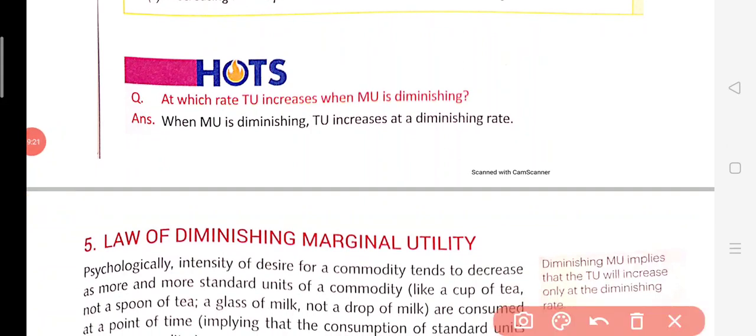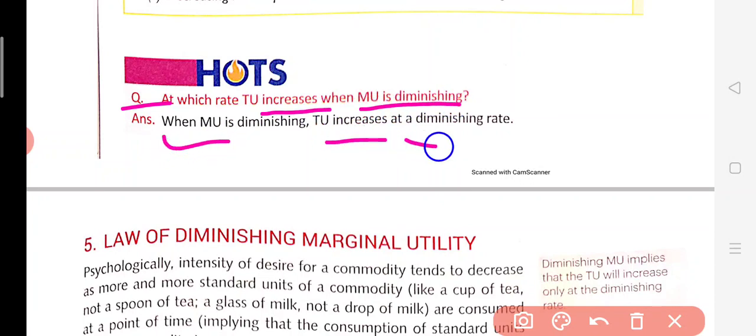Now there is a question: at which rate does TU increase when MU is diminishing? So when MU diminishes, TU increases at a diminishing rate. Remember this. TU increases, but it increases at a decreasing rate or diminishing rate. Both are the same.